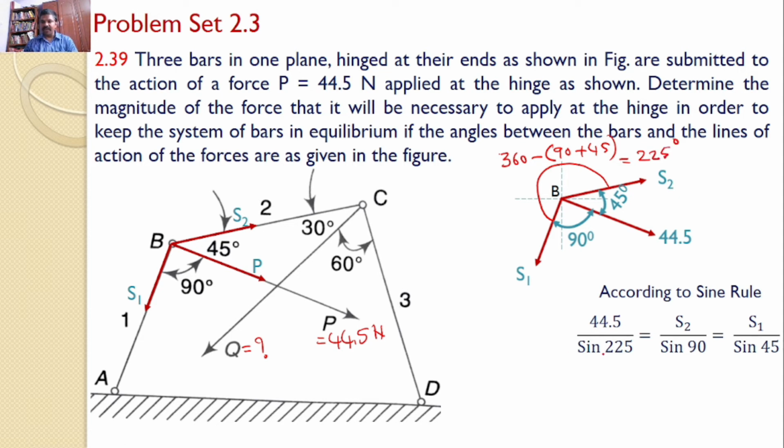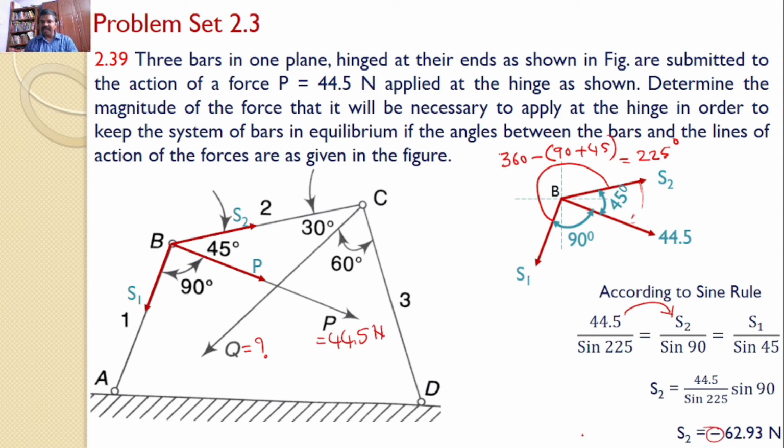Hence, 44.5 divided by sine 225 is equal to S2 divided by the angle between these two forces, that is 90. So, S2 divided by sine 90, and S1 divided by the angle between these two forces, that is given as 45. Hence, it is S1 divided by sine 45. Now, let us take these two expressions and from that I can find S2 is equal to 44.5 divided by sine 225 into sine 90, which gives the value of S2 equal to minus 62.93 newtons.